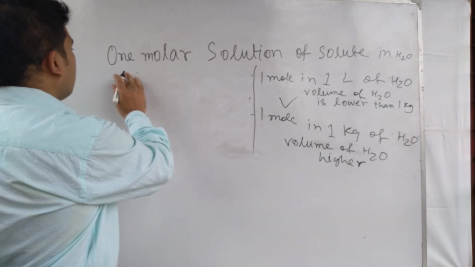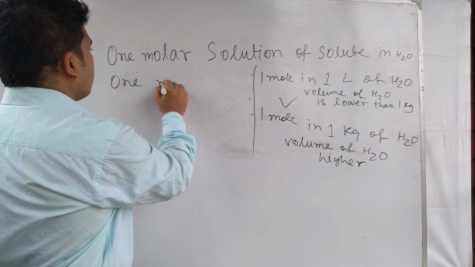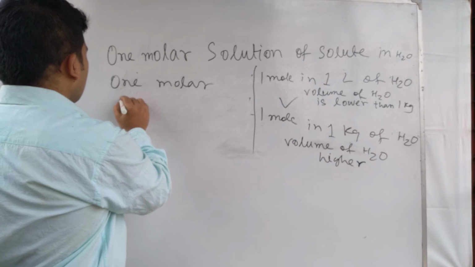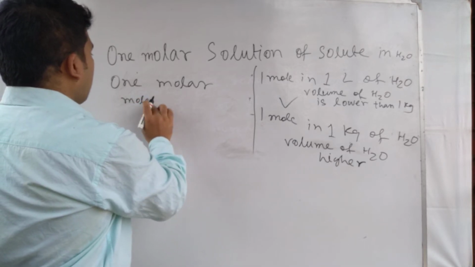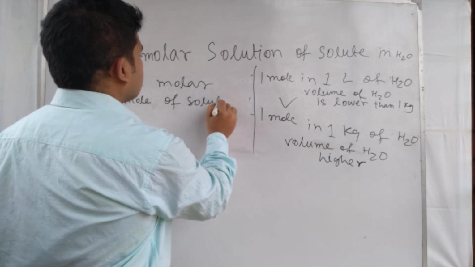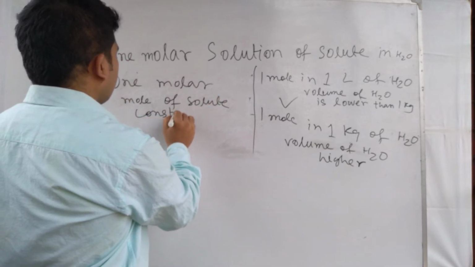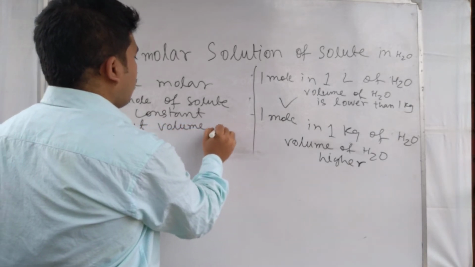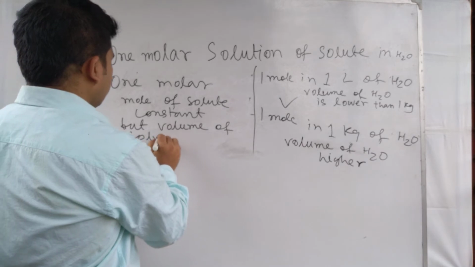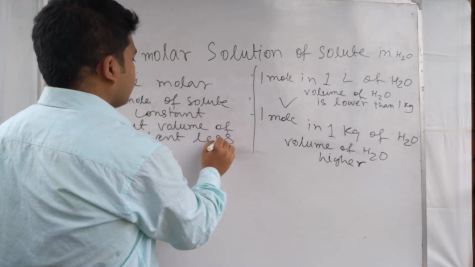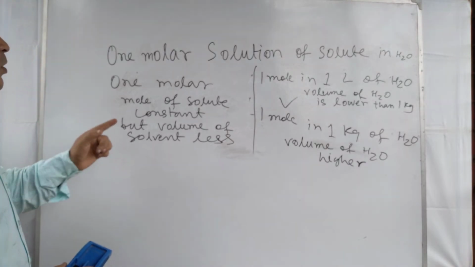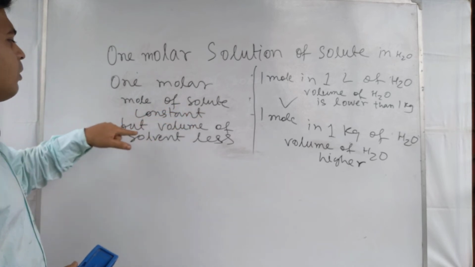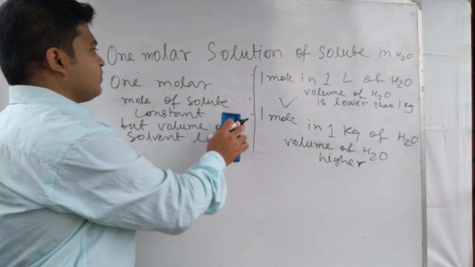So in the case of 1 molar, the mole of solute is constant, but the volume of solvent is less. In the case of the molal solution also, the mole of solute is constant but the volume of solvent is large.